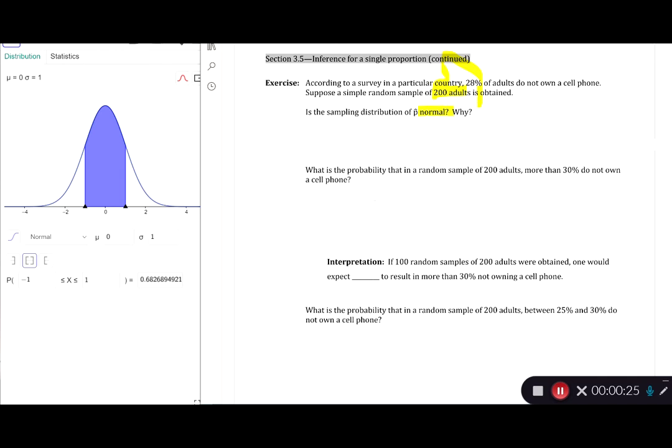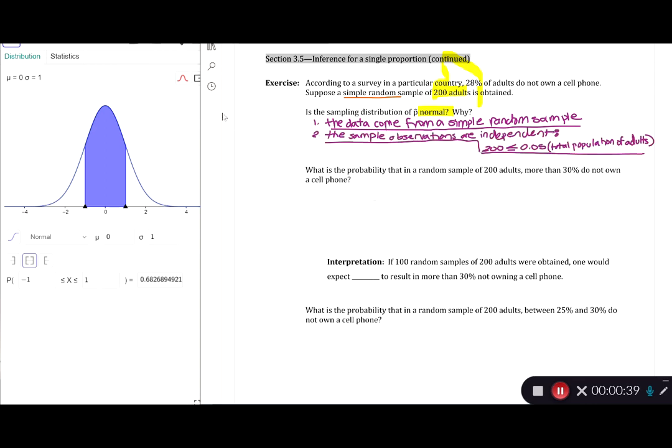And we need to think about three different issues when we're doing this. So the first is that the data need to come from a simple random sample. And we have that in our problem right here. We have that it's a simple random sample. The next thing to check is that the sample observations need to be independent. In reality, we don't have this. We're not sampling with replacement.